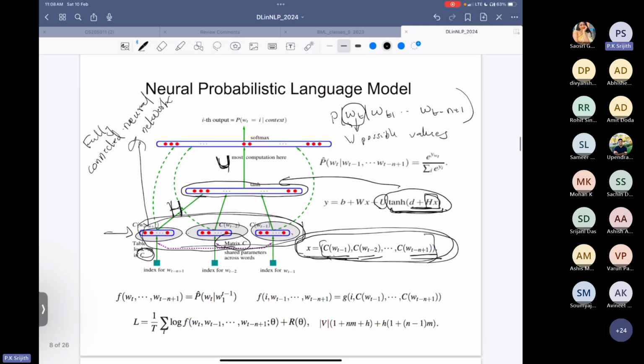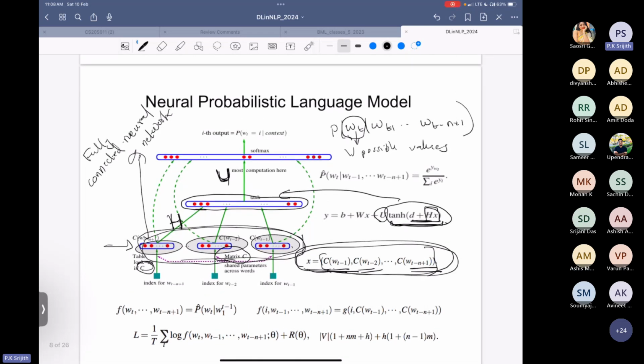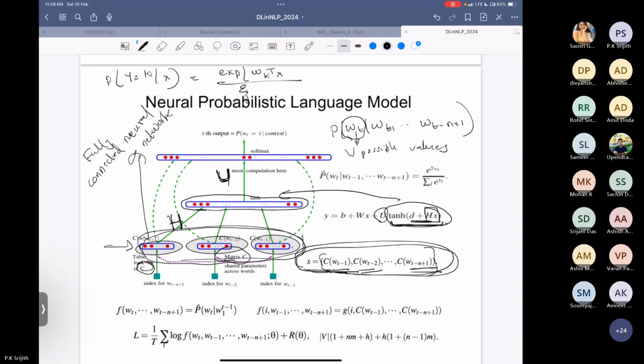So if you can recollect how a softmax function is used in a logistic regression model, you try to find out the probability of the output y equal to some k given input x as something like exponential of wk transpose x divided by summation over all, let's say, j exponential of wj transpose x, right? This is what you do in the case of a logistic regression model, when you want to use it for multi-class classification.